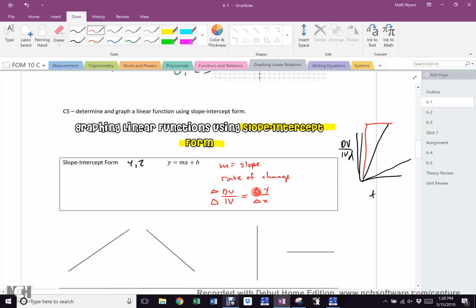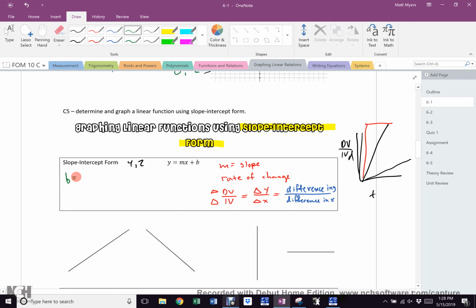Yeah, the triangle's spelled delta. Right? Okay. If you don't like the word delta, it's also the difference in y over the difference in x. Now, what's the only letter left?